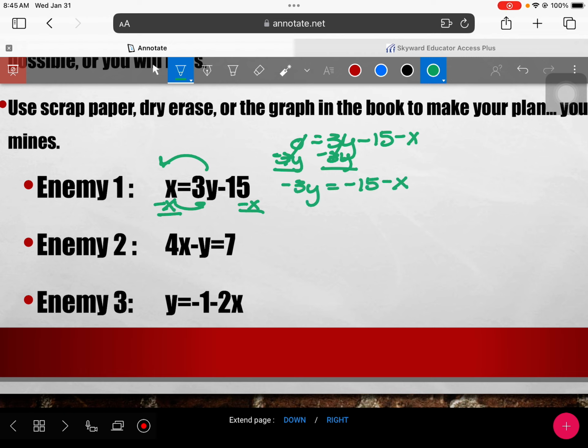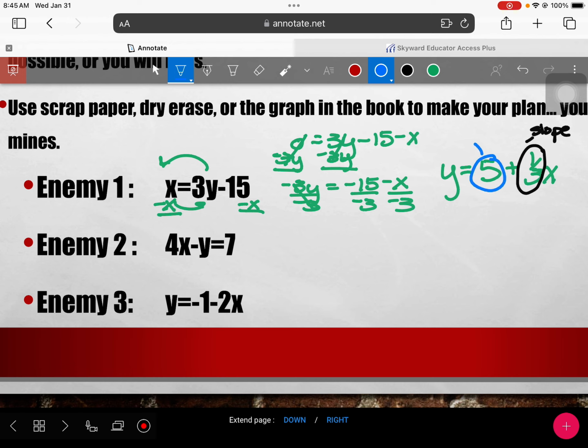Divide by negative 3, divide by negative 3, divide by negative 3. And I get y equals 5 plus 1/3 x. So my slope here is 1/3, and my y-intercept here is 5. Okay? So everybody see how I did that?